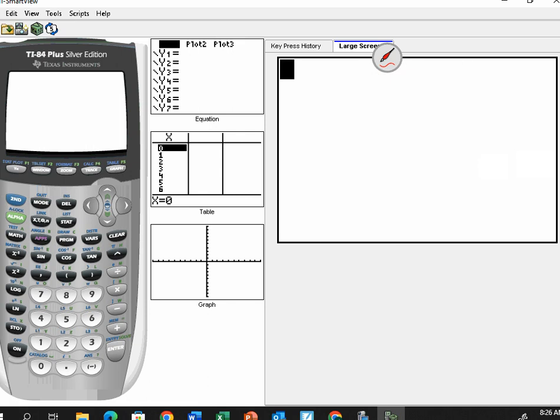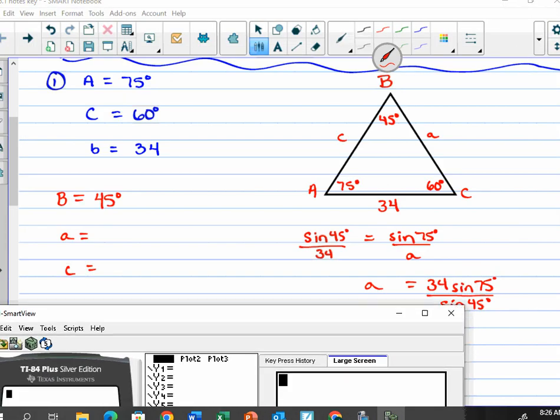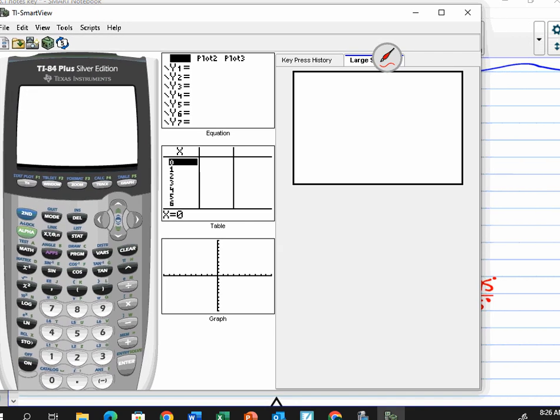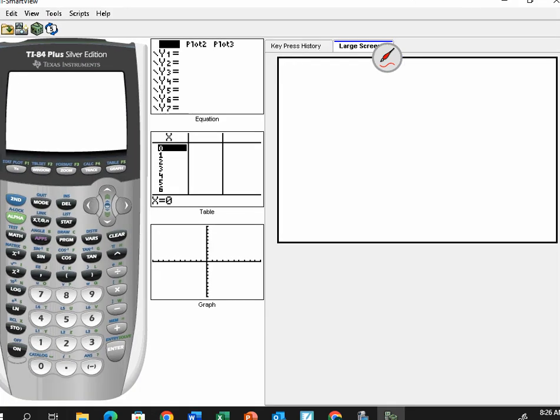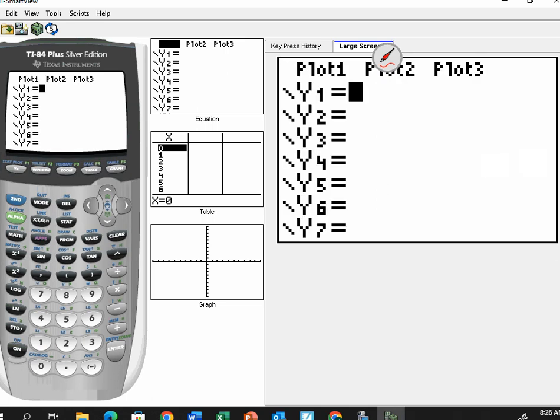Okay, then let's see, what did I have? 34 sine of 75. I can't remember what my numbers were. Yes, over sine of 45. Guys, do you know the fraction shortcut key on here? Okay. Alpha y equals.